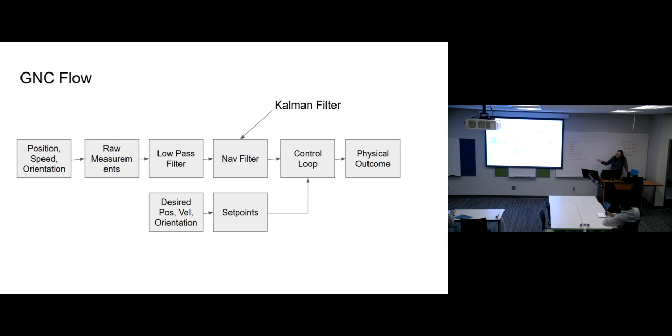You have your navigation filter. Again, that can be a particle filter, that can be an EKF, that can be any number of things, but for this purpose it's a KF. That goes into your control loop, which has been given a set point from some operator, some scheme, which all loops back to have a physical outcome. If it's a plane, that gives you your roll, pitch, yaw. Do you go faster? Do you go slower? The same way the cruise control in your car works, basically.